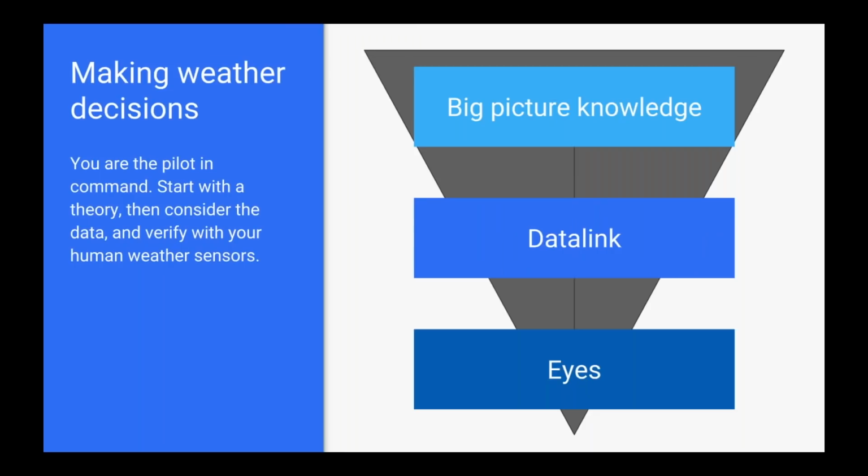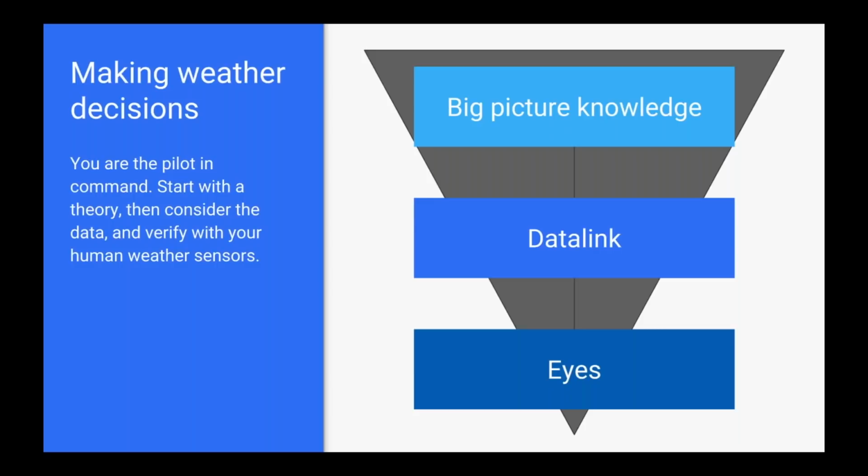If you want to put this in maybe more of an idea of how to make these weather decisions in a flow, this is really how I think about it. You have to start with the big picture knowledge. You can't just look at the symptoms of a disease. You have to have sort of a theory here, right? So I like to come up with a theory. Where are the highs and lows? Where are the fronts? What is the big weather picture that this is all fitting into? And then once you have that context, you can put the datalink weather piece into it.